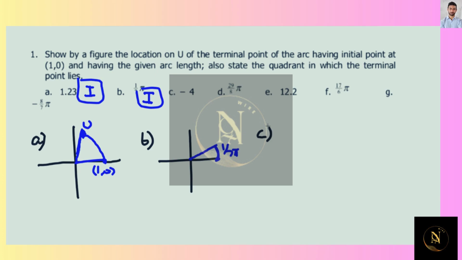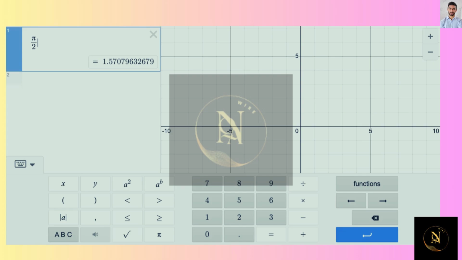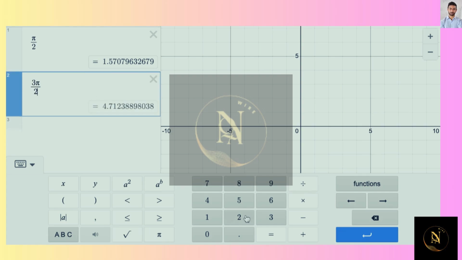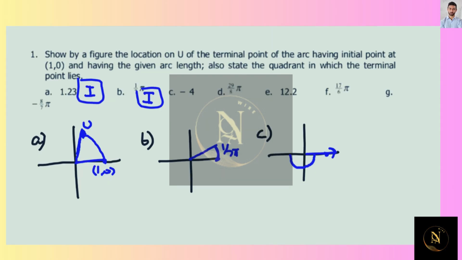-4, starting at positive (1, 0). Well, negative means we're going around clockwise. So we've got pi, and pi is 3.14. 3 pi over 2 is 4.7, so we're short of that. So that's going to put us, I'll just estimate here, as -4, and that's going to put us in the second quadrant.